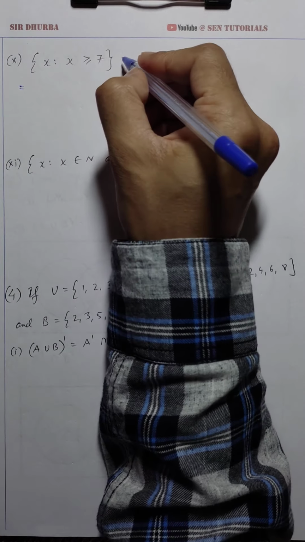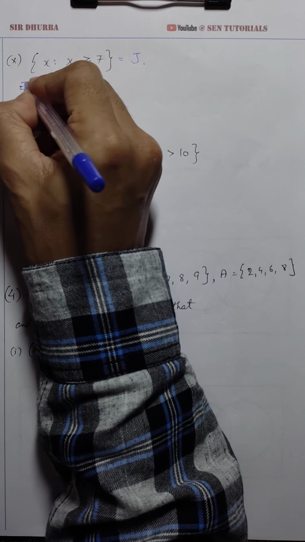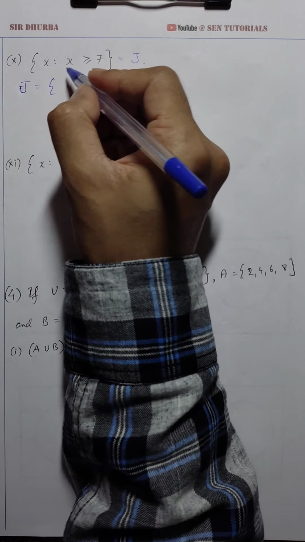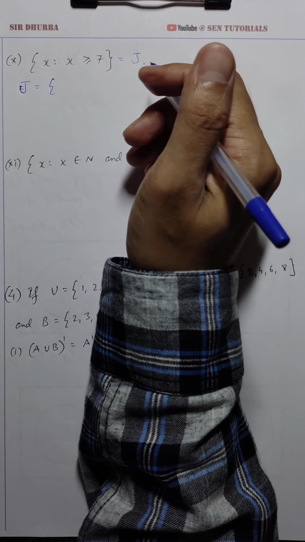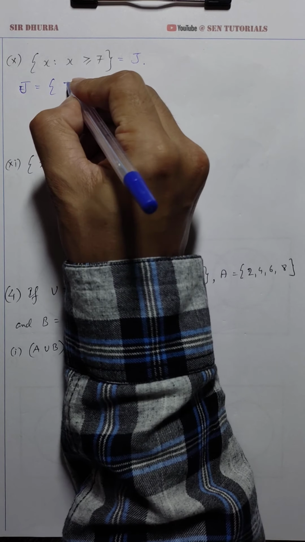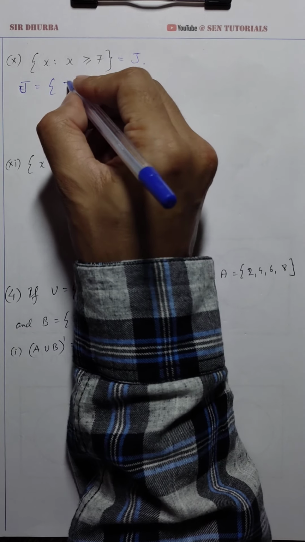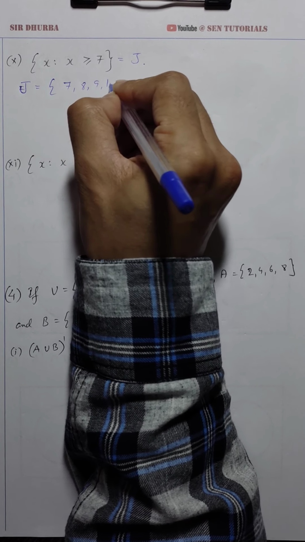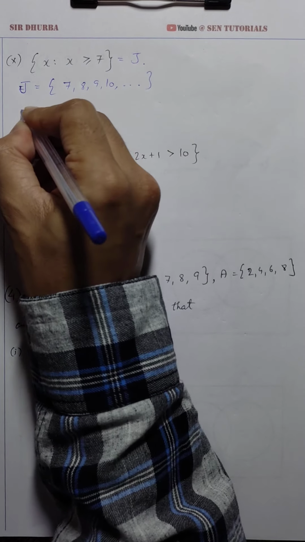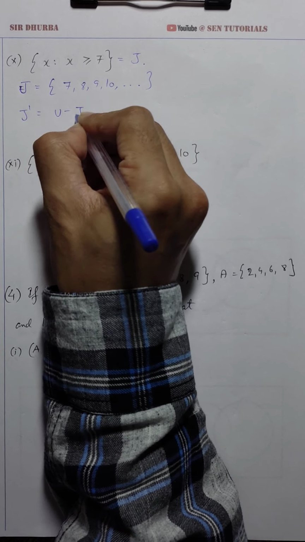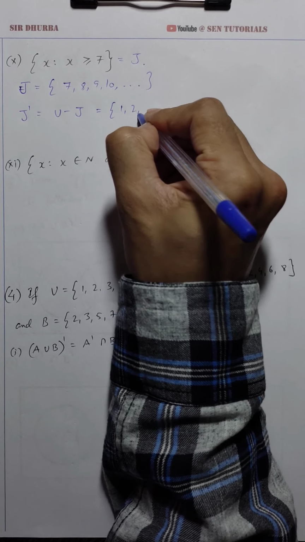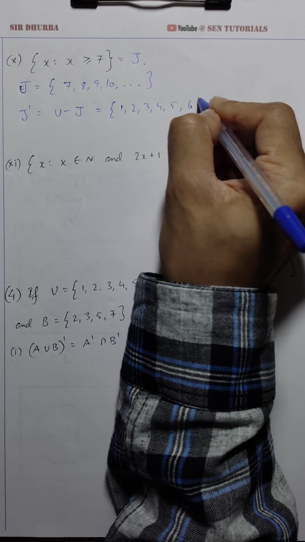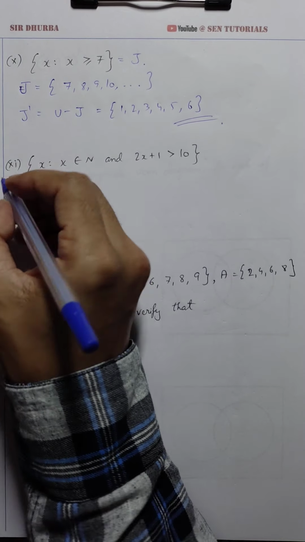This one, let's say the set J. So what is this set? x belongs to, of course, natural numbers, it's already given, greater than or equal to 7. So that's starting from 7, 8, 9, 10, and so on. So J complement will be universal set minus the set J. So we are dealing with natural numbers only. So 1, 2, 3, 4, 5, and 6.